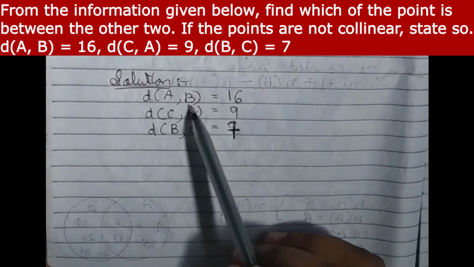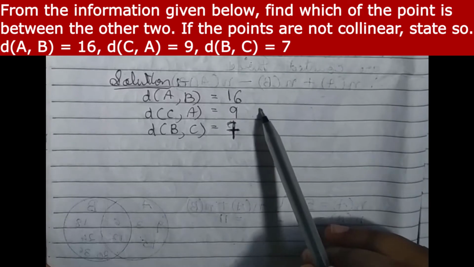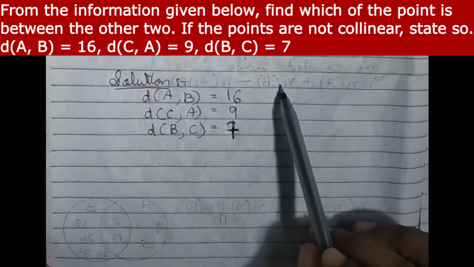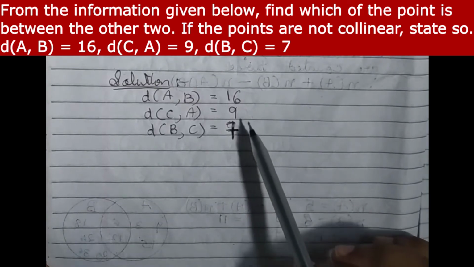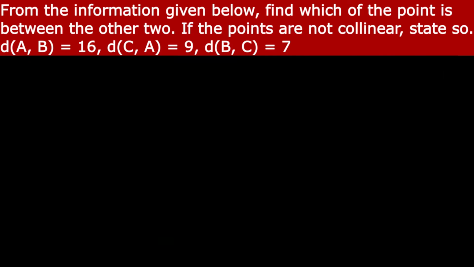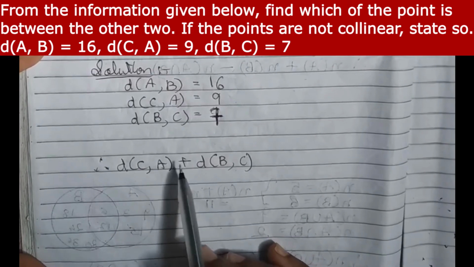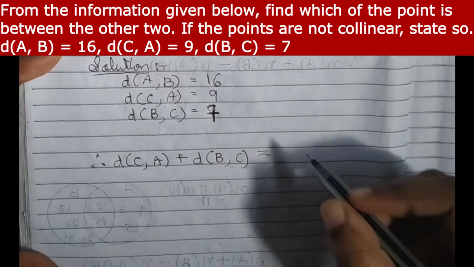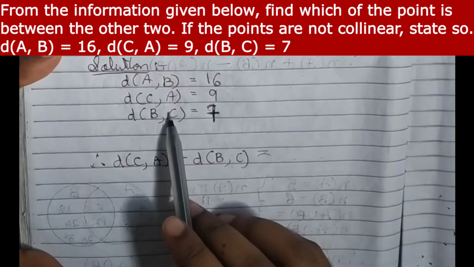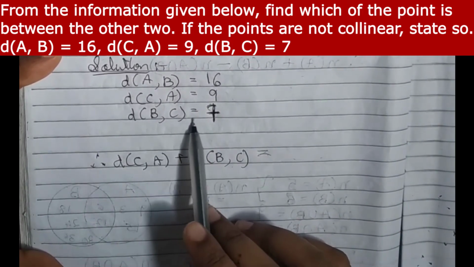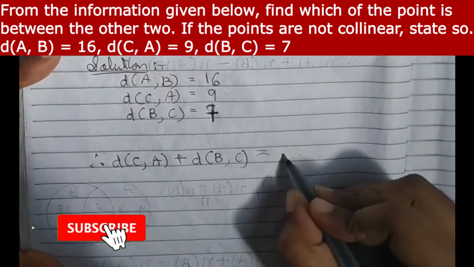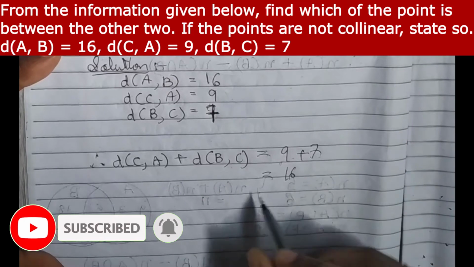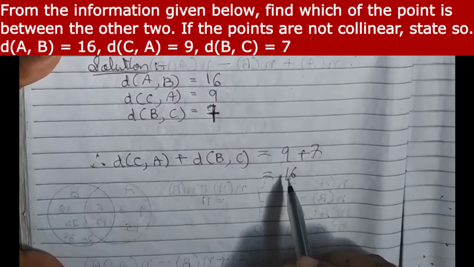Because the point C is common, we can add these two smaller distances. The bigger number we keep as it is, and the smaller distances we add. Therefore, distance CA plus distance BC equals how much? CA is 9, BC is 7, so 9 plus 7 equals 16.